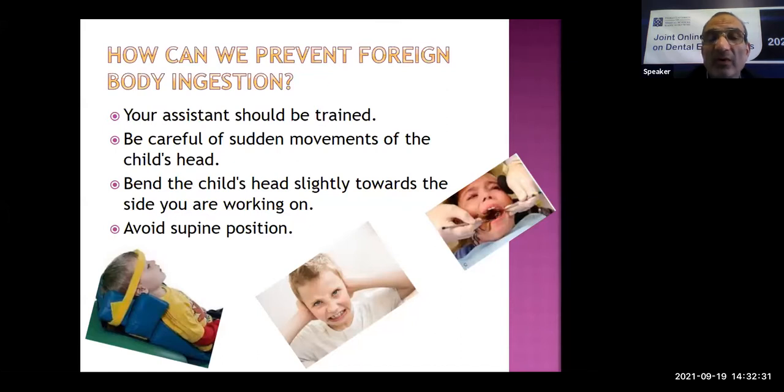We must be careful of sudden movement of the child's head, bend the child's head slightly toward the side we are working on, and avoid a fully supine position. But sometimes we work on a very young child, for example less than 2 years old, in the lap-to-lap position with the mother. We must be very careful.